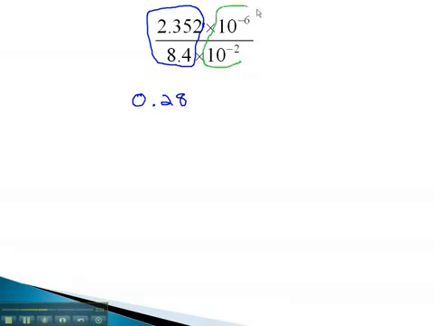For the tens, since it's a division problem, we will subtract the exponents. Be very careful with the negatives and subtracting. We're doing -6 subtracting -2. This will not give us an answer of -8. When we add the opposite, we find this is actually -4.